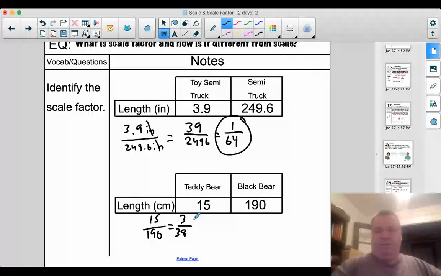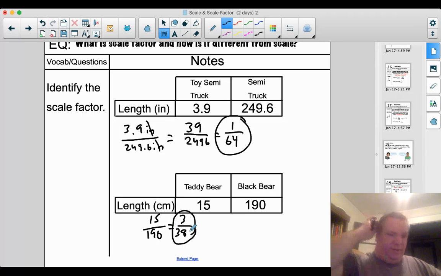Okay, and I want to see if I can reduce that more. I know 38 isn't divisible by 3 because I can add 3 plus 8 and get 11. That's not divisible by 3. So this is as far as I can go. So 3 to 38 is my scale factor. That's less nice because I can't just say it's so many times bigger. I'd have to make this a 1 in order to do that. But that's okay. 3 to 38 is an okay scale factor.